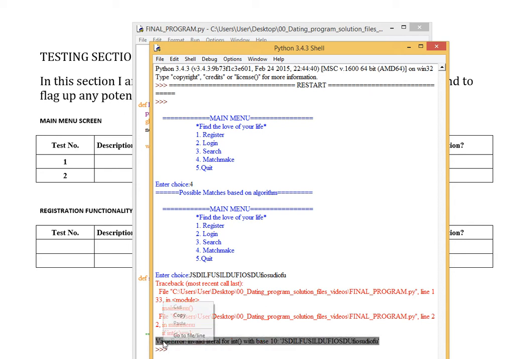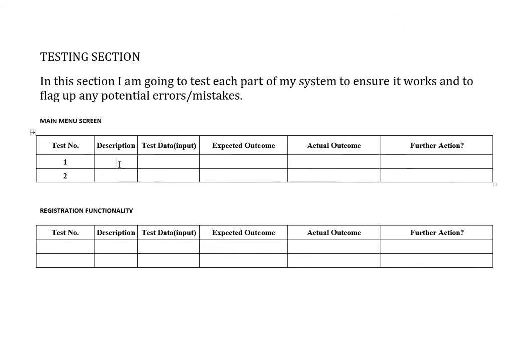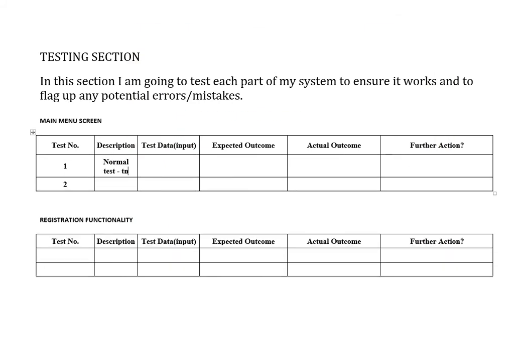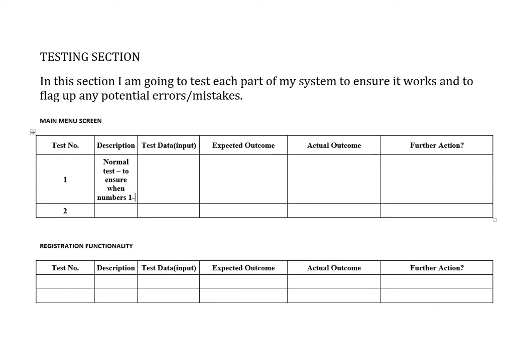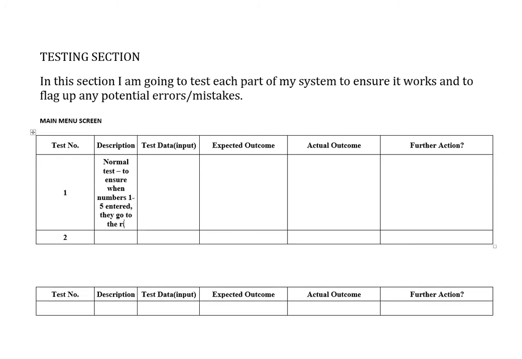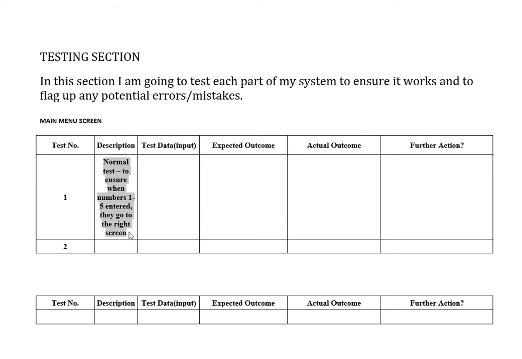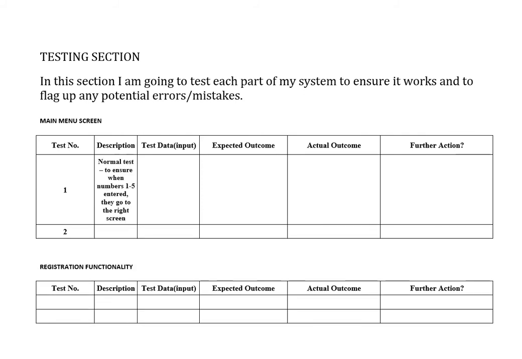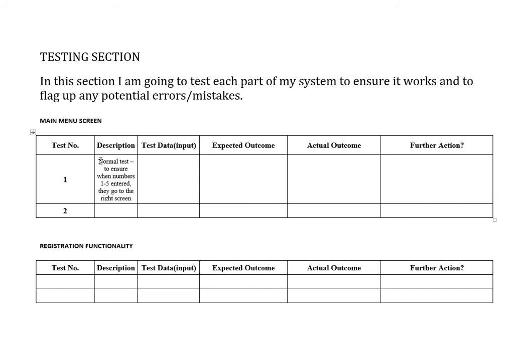So what I'm going to do is we're going to put these into tests. So I could have had a normal test to ensure when numbers 1 to 5 are entered, they go to the right screen. Okay, let's make that a little smaller. Now, this test data is just 1, 2, 3, 4, 5. Expected outcome, each number should take the user to the relevant function. Success, this works perfectly. No further action.